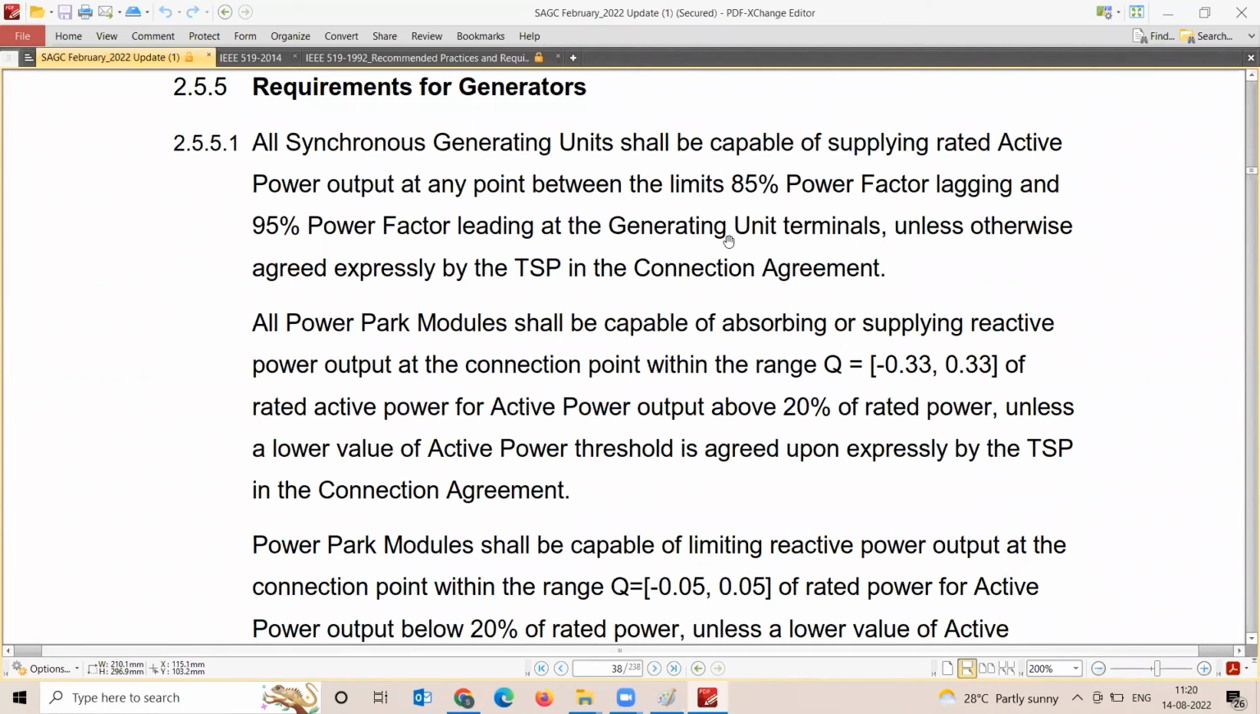It is at generating unit terminals unless otherwise agreed expressly by the TSP. Another question to be asked is whether it is at the generator terminal or at the point of connection. Here this grid code asks for generator unit terminals. This is where another beauty comes. Asking at the point of connection is a different story from asking at the generator terminal. If you're asking at the point of connection, your transformer impedance has a role, but here they're asking only at generator unit terminals, so it's not a problem.